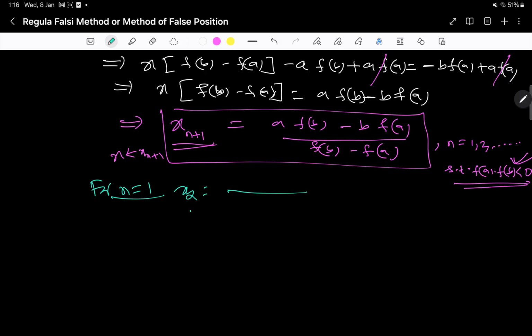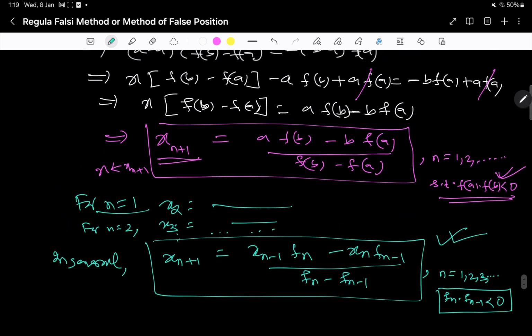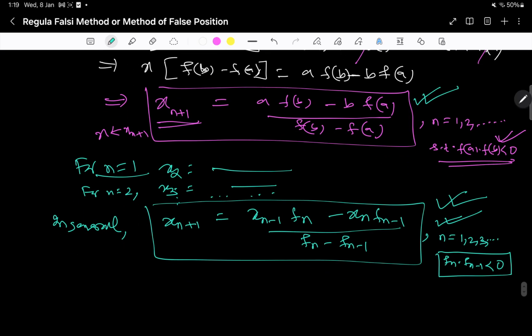Then I go on continuing, and x(n+1) = (x(n-1) f(n) - x(n) f(n-1))/(f(n) - f(n-1)). So this is what we have discussed. This is the geometrical background and the derivation of the formula for the Regula Falsi method. We may use this formula or that formula. While I solve a problem, your idea will become clear. If in this formula I put n equal to 1, I get x2. If I put n equal to 2, I get x3. In general, this is my formula.